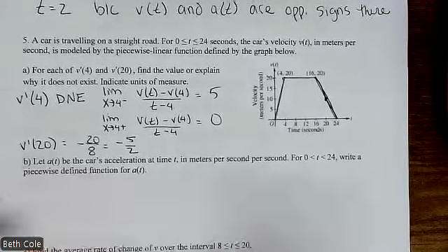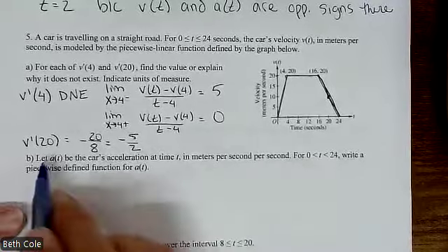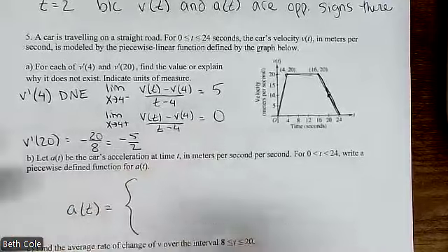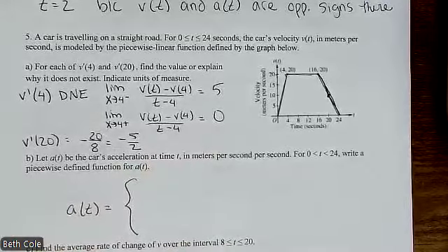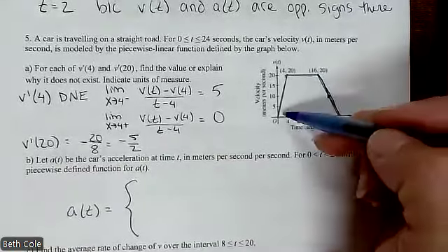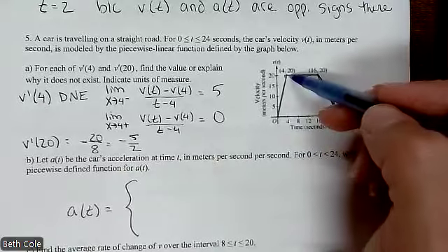All right, B. Let A of t be the acceleration in meters per second squared. Write a piecewise function for A of t. So how many pieces do you think are going to be in the function? Again, fall back on your instincts because you do have them. How many pieces are there? 3. Good job. And we actually already did all of it. What did we say was our slope for the first section?